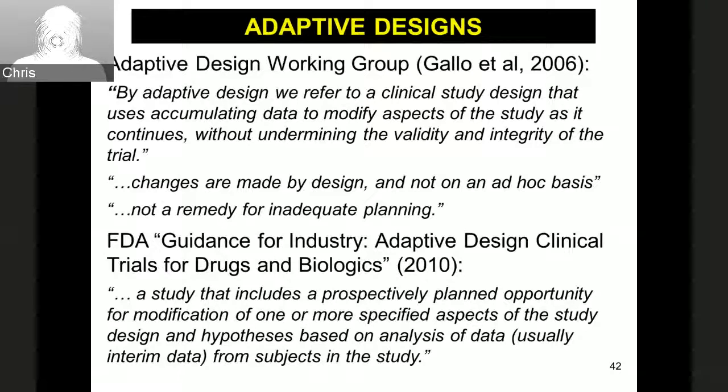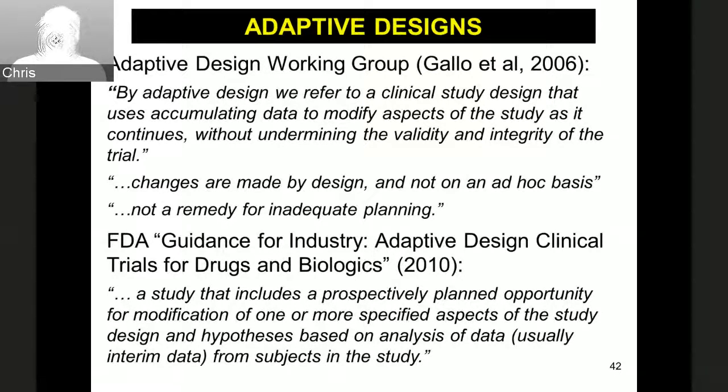But then they went on to clarify that it should be done without undermining the validity and integrity of the trial. The changes are made by design, not on an ad hoc basis, and it's not a remedy for inadequate planning. And then FDA in 2010 had a draft guidance for adaptive design in drugs and biologics. A similar guidance came out last year for the devices group.